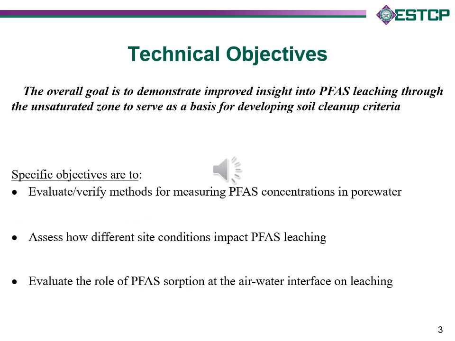The overall goal for this project is to demonstrate improved insight into PFAS leaching through the unsaturated zone, with the intent of having this information serve as a basis for developing soil cleanup criteria. Specifically, we wanted to evaluate and verify methods for measuring PFAS concentrations in soil pore water. We want to be able to assess the different site conditions and how they might impact PFAS leaching and essentially the concentrations of PFAS in pore water. And we also wanted to evaluate the role of PFAS adsorption at the air-water interface on leaching, specifically in situ.